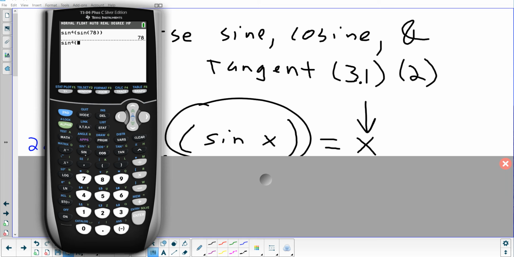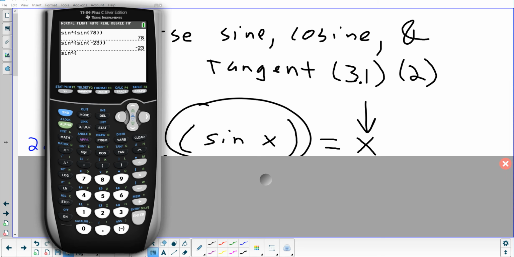Well, let's do another one. Let's do -23. So let's do the inverse sine of the sine of -23. Is -23 between -90 and 90? Yeah. So it works fine.